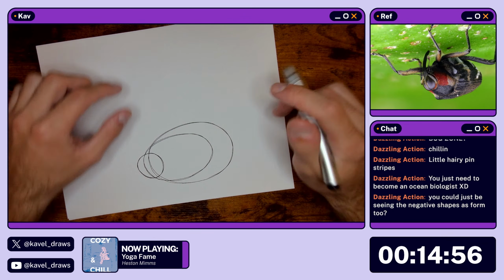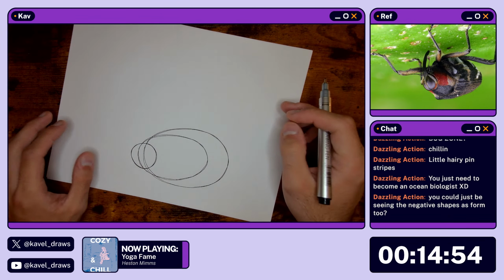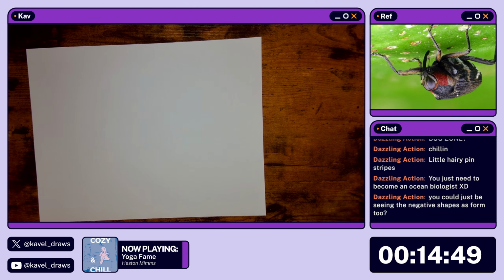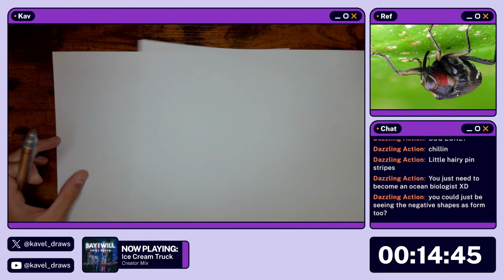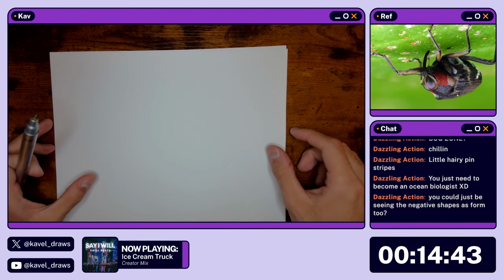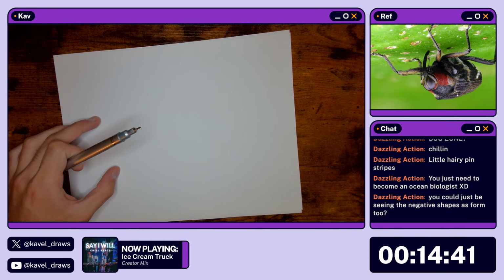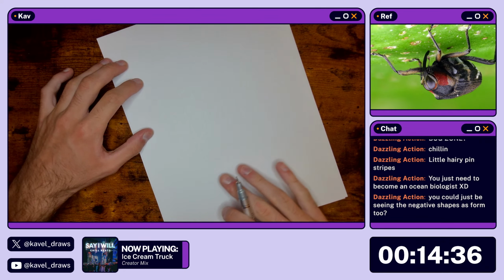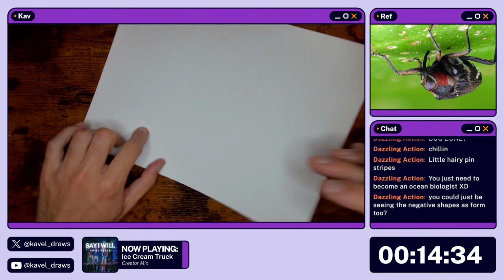Yikes, that's not round. Also, I'm just not happy with that line. That head was not circular. Unacceptable. I'm kidding. Not that deep. But I think the first ellipse was okay.